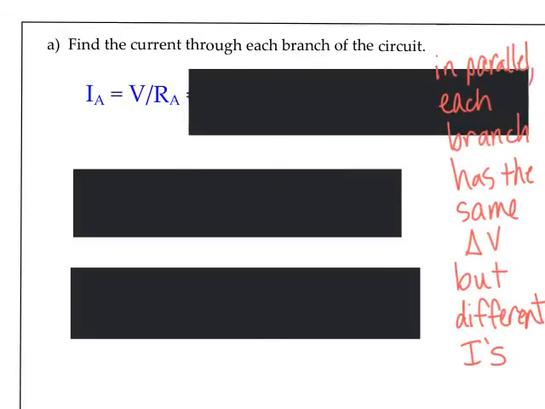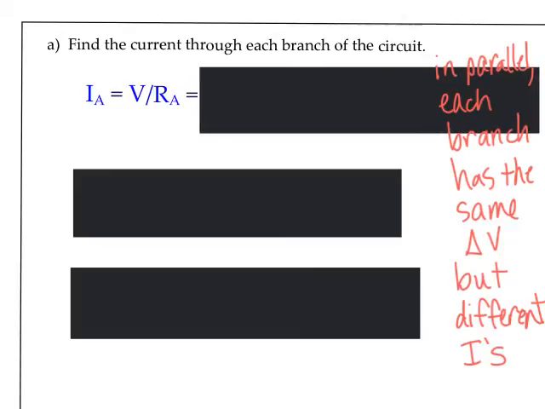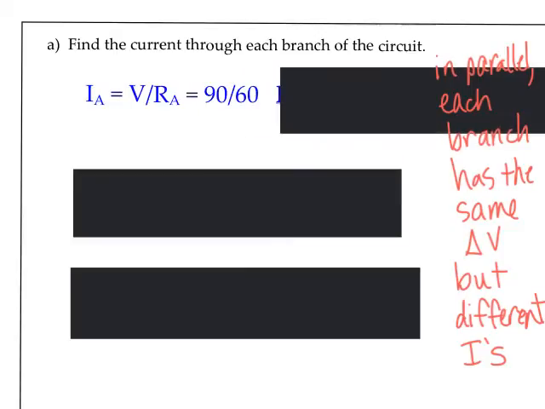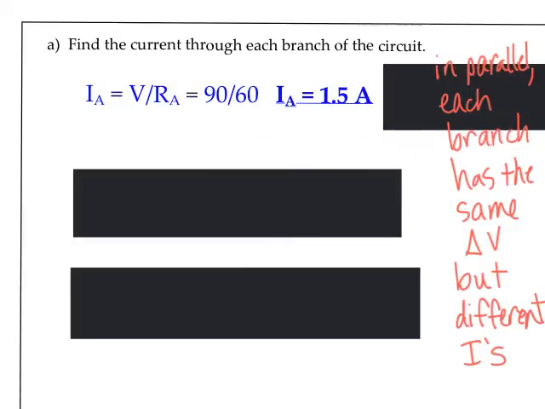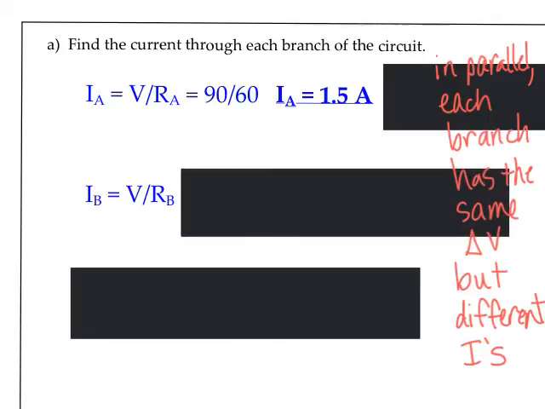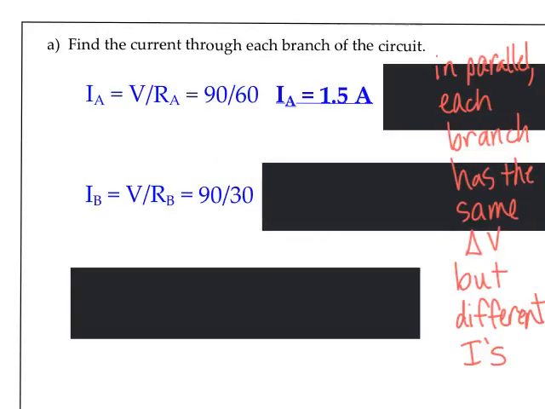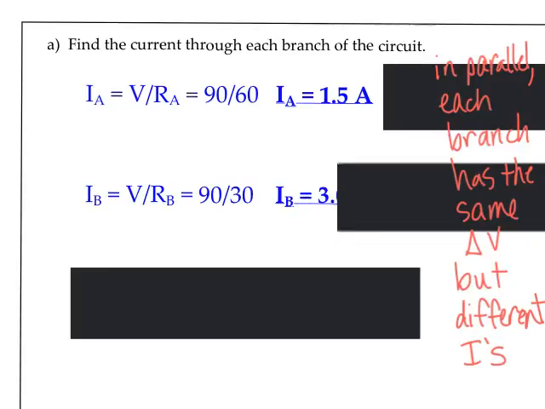So we're going to use Ohm's law to find out how much current is in each branch. To find out the current in branch A, I would simply rearrange Ohm's law and say the voltage over resistor A. I can plug those numbers in, and I see that branch A has a current of 1.5 amps. Now we can do the same thing for each of the branches. For branch B, I would still use Ohm's law. The voltage is going to remain the same, but I'm going to replace the resistance with resistor B's value. In this case, that's going to give me 90 over 30. When we divide that out, we can see that branch B has a current of 3 amps.